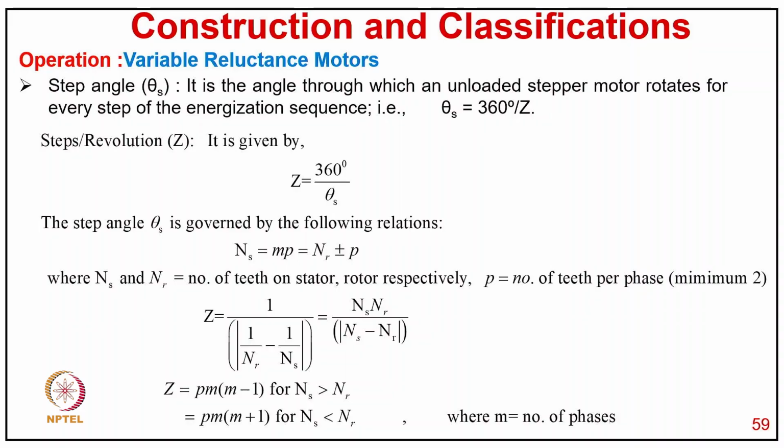So here Z becomes equal to 1 divided by the absolute value of (1/Nr minus 1/Ns), or Ns times Nr divided by the absolute value of (Ns minus Nr). Because Z should always be a positive integer, that is the reason we take the absolute value. So from this Z we get Pm(m minus 1) for Ns greater than Nr, and equal to Pm(m plus 1) for Ns less than Nr, where m is the number of phases.